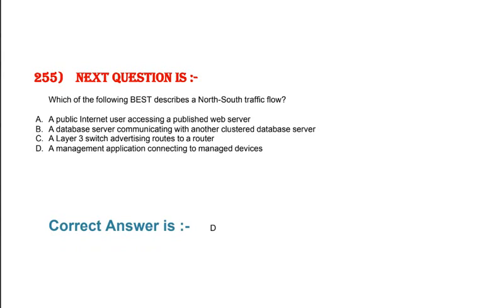Question is, which of the following best describes a north-south traffic flow? Option A. A public internet user accessing a published web server. Option B. A database server communicating with another clustered database server. Option C. A layer 3 switch advertising routes to a router. Option D. A management application connecting to managed devices. Correct answer is option D.